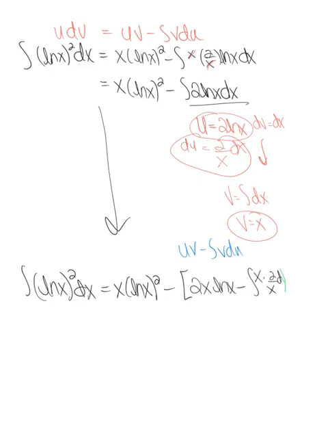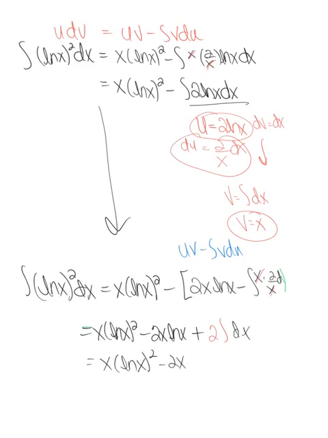I kind of ran out of room on that there. But we can go ahead and clean this up and distribute that negative on through there. So I have x and then natural log of x quantity squared. That's going to give me a negative 2x natural log of x. The minus times the minus makes that a plus. I see that these two cancel, and I'm just looking at 2 times the integral, sorry about the color there, of dx. And so this finally gives me x natural log of x quantity squared minus 2x natural log of x plus 2x, all plus c.